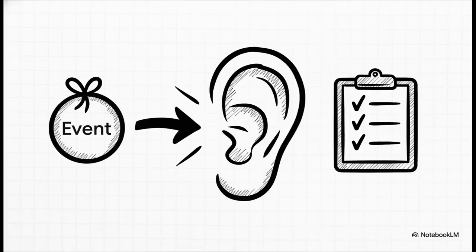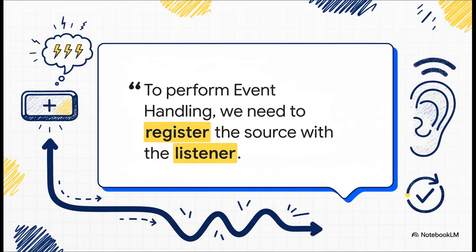And finally, the most important player, the listener. This is our delivery agent. It's an object that we create, and its whole purpose in life is to just wait for a specific event from a specific source. To do this, it has to implement a special listener interface, which guarantees it has the right methods ready to go, like actionPerformed, the second that notification comes in. And this is the magic glue that holds it all together: registration.